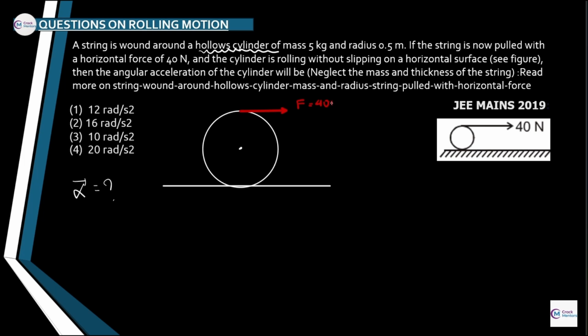I am assuming that it is moving with some alpha, and of course there is a mention of the angular acceleration of the cylinder as well, and there is a friction acting on this point. Okay, now let me change the color for your better understanding. Then here we can see this must be acceleration.